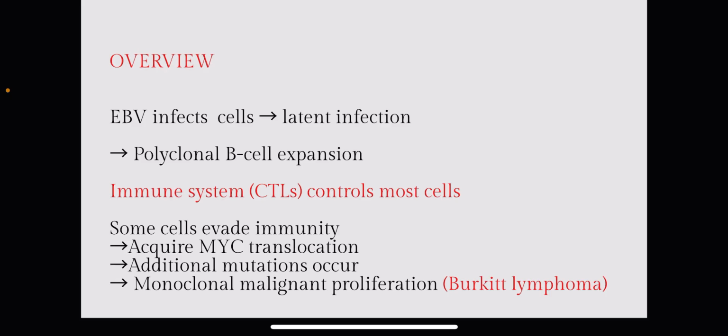Now let's see the overview. Epstein-Barr virus infects the cell and there is a latent infection, later leading to polyclonal B cell expansion. The immune system, mainly the cytotoxic lymphocytes, controls most of the cells, but some cells evade the immunity, then acquire the MYC translocation as dealt with earlier, and additional mutations may occur. The monoclonal malignant proliferation leads to Burkitt lymphoma.